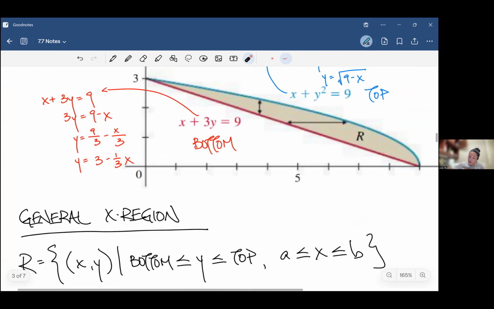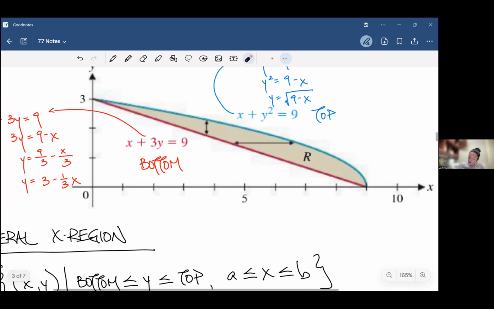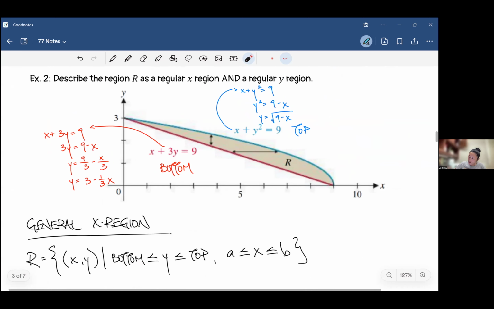Before we go writing our full region, let's figure out what the x values are that slice our graph. It looks like our picture starts at x equals 0 and goes all the way to x equals 9. So that means a is going to be 0 and b is going to be 9.